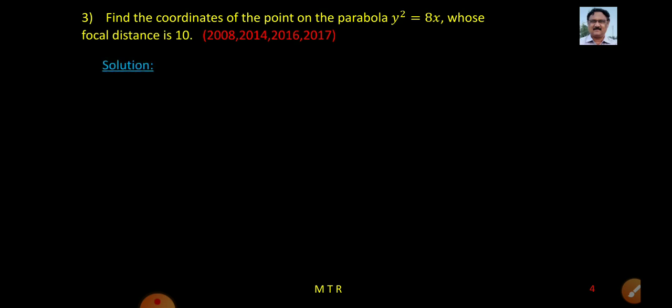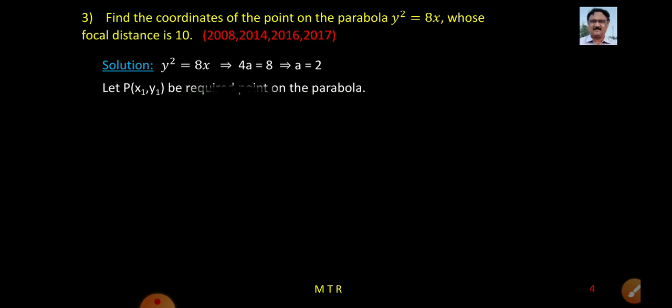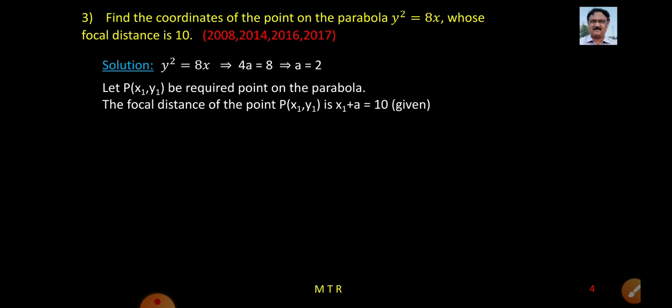Given parabola is y square is equal to 8x. Comparing with y square is equal to 4ax, 4a is equal to 8, a is equal to 2. Now let P(x1, y1) be the point on the parabola. That is our required point. The focal distance of the point P(x1, y1) is x1 plus a in our formula. In our problem, given that it is equal to 10.